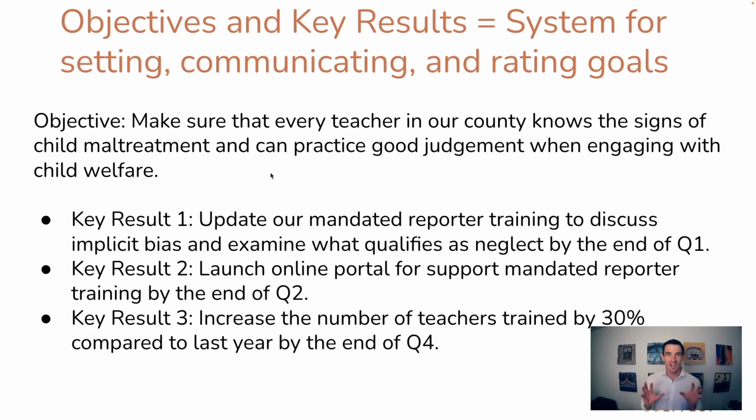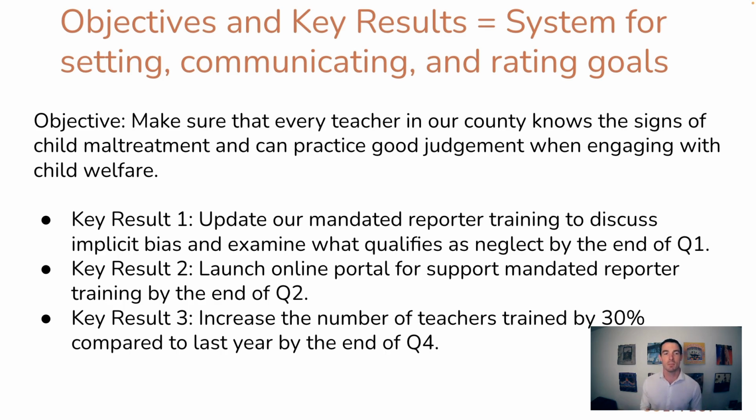An objective and key result is really a system for setting, communicating, and rating your goals. Here's an example, and I'm drawing this from the organization I used to work for, a nonprofit that supported families and children and wanted to make sure that we're preventing all child maltreatment in a particular city. For example, one of their objectives might be: we want to make sure that every teacher in our county knows the signs of child maltreatment and can practice good judgment when engaging with child welfare.